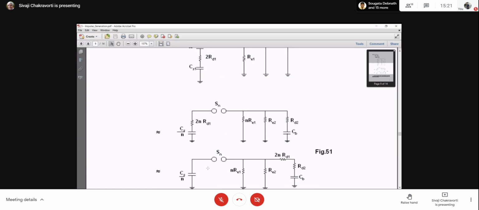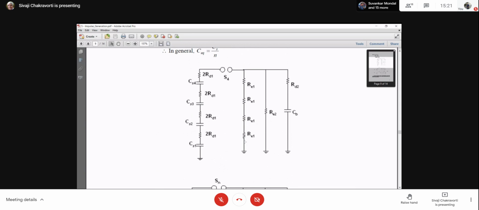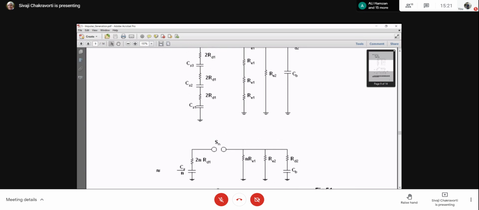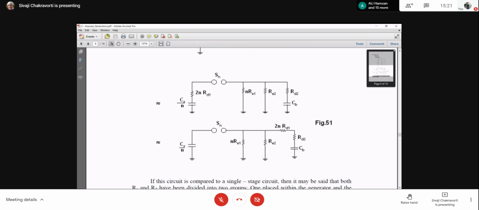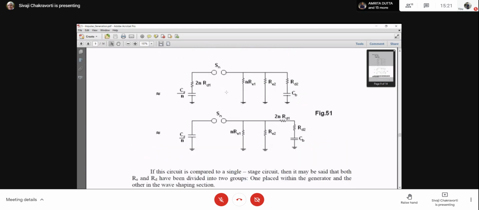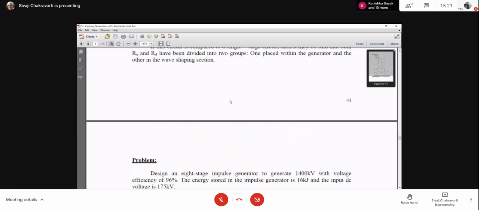So they become CS by N, where N is a generalized number. Then 2RD1 into N, where N is the number of stages, so 2NRD1. Then CS by N, that means the gap at the nth stage. Then NRE1. But RE2, RD2, and CB, there is no N. They are single values. So now, for simplification, we can put 2NRD1 in series with RD2 because RE values are much higher compared to RD.